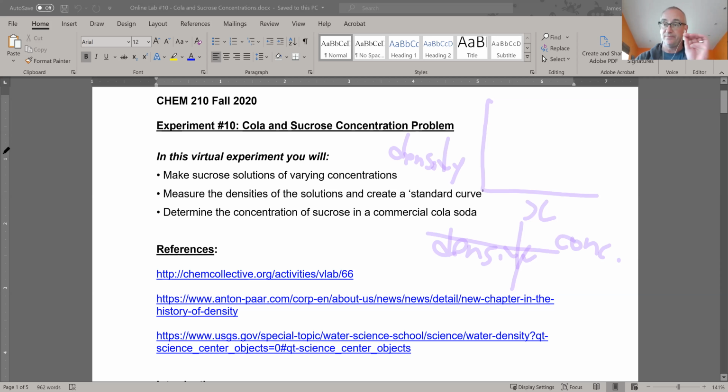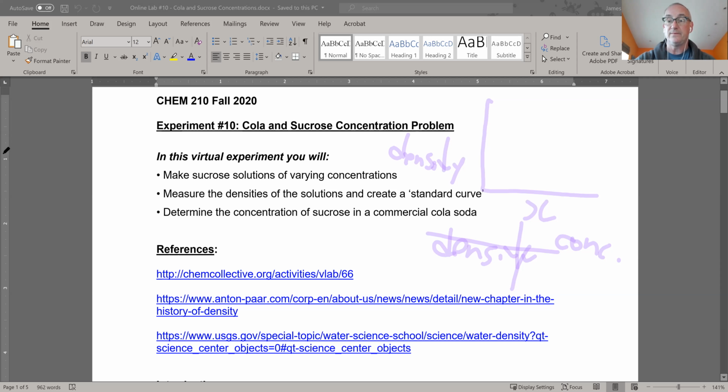So we're going to make solutions of known concentration, 5 grams per 100 mL, 10 grams per 100 mL, 20 grams per 100 mL, 40 grams per 100 mL. And we're going to make those solutions, and we know what the concentrations are because we made them. So we're going to know what they are very precisely. Then we're going to measure the density. Now the density is going to be the dependent variable. We don't know what the densities are going to be. We're going to have to measure those.